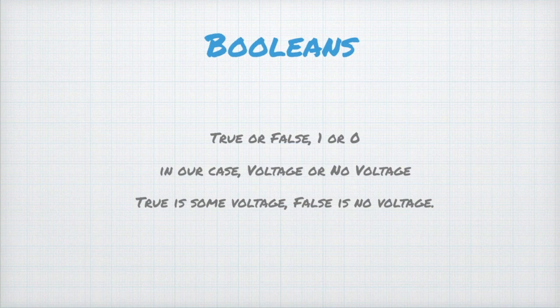It's like answering questions. Is the button pressed? Yes or true means voltage flows, and no or false means no voltage flows. Booleans help us understand and control whether the voltage is on or off based on the button being pressed.